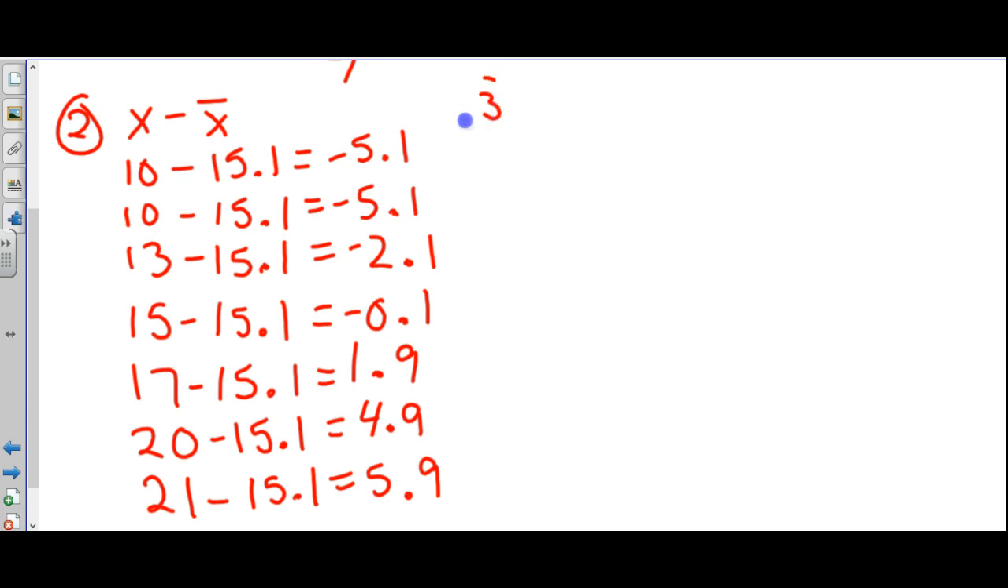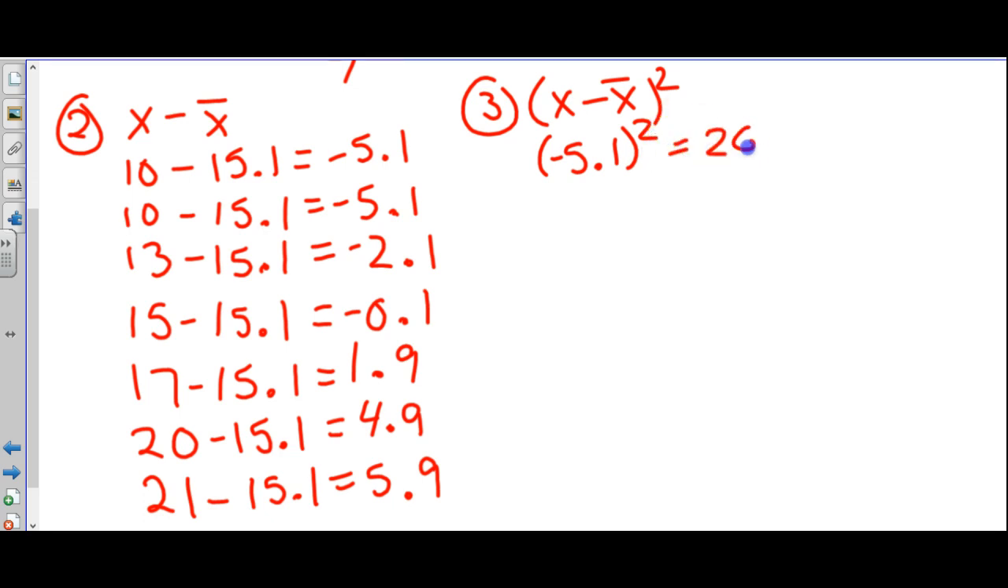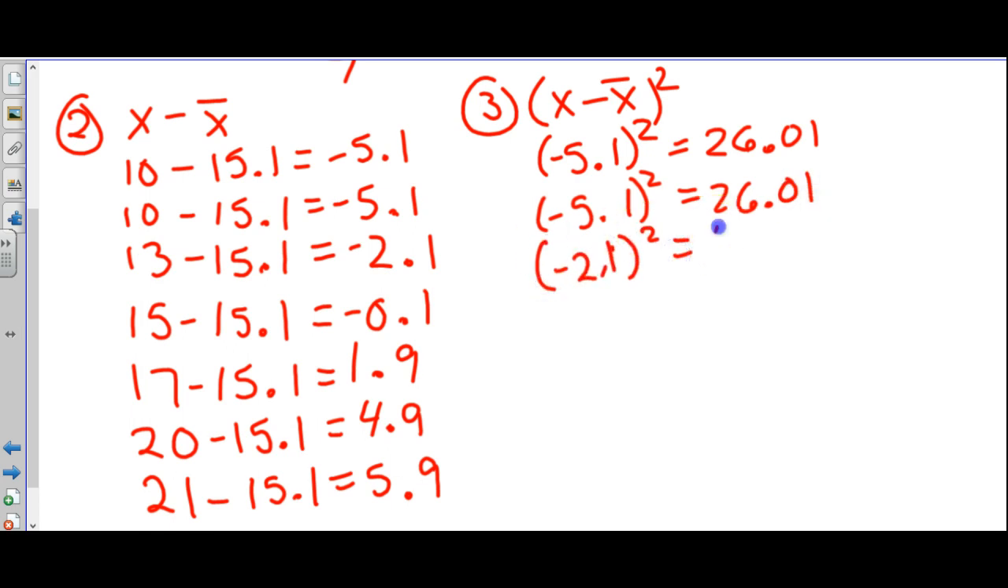So next we had to square all of those, x minus the mean squared. So I have to do negative 5.1 squared. Negative 5.1 squared means multiply negative 5.1 times negative 5.1, so this will come out positive 26.01. We're going to square the next one. That will come out the same because they matched. Negative 2.1 squared is 4.41. Negative 0.1 squared is 0.01.